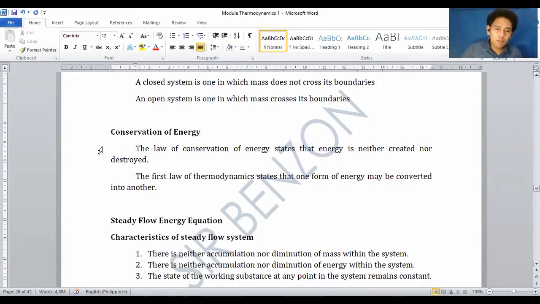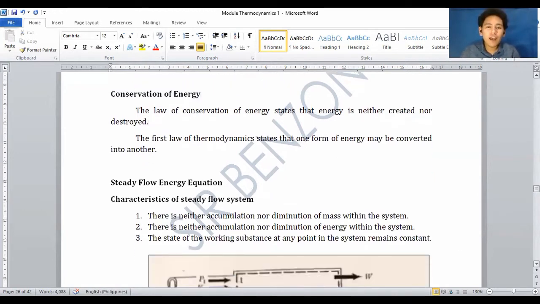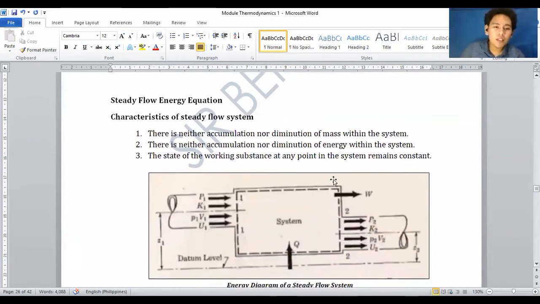Now, conservation of energy. The law of conservation of energy states that energy is neither created nor destroyed. The first law of thermodynamics states that one form of energy may be converted into another. Conservation of energy is like conservation of mass, as we discussed in module 1, part 3, where the mass entering equals the mass leaving. Here, in the conservation of energy, energy entering also is equal to energy leaving.